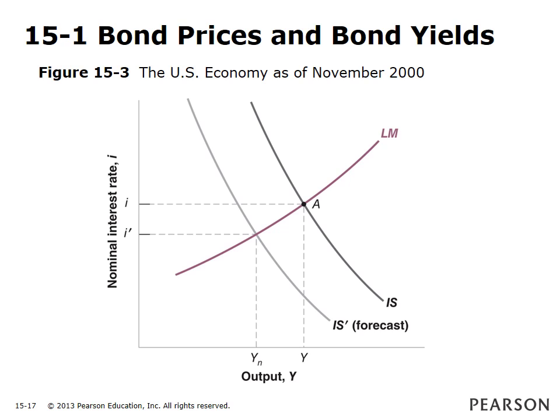Figure 15-3 shows that in November 2000, the U.S. economy was operating at point A with actual output being above the natural level of output. Businesses realized overinvestment in productive capacity. Investment was expected to go down. IS was expected to shift to the left, bringing output back to the natural level of output. Interest rates were expected to fall. This explains why the yield curve was slightly downward sloping in November 2000.